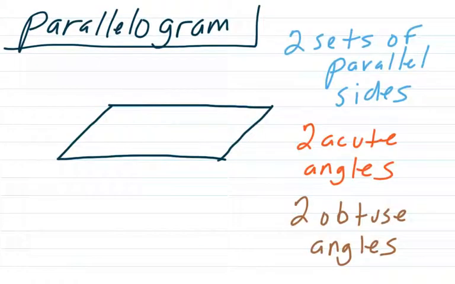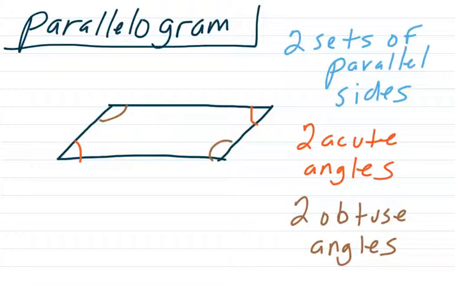The first quadrilateral that we're going to look at is the parallelogram. It has two sets of parallel sides, two acute angles, and two obtuse angles. I'm going to mark the acute angles in red, right there. So those are your acute angles. I'm going to mark the obtuse angles in brown. There's an obtuse angle here and here.